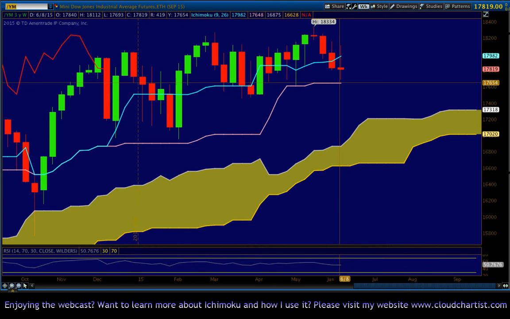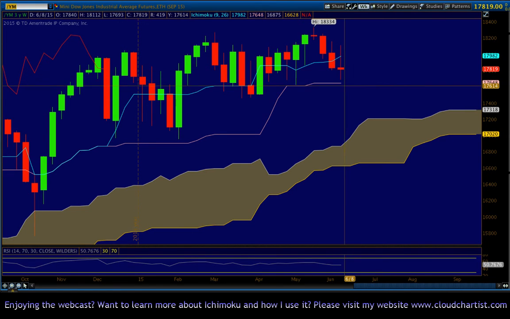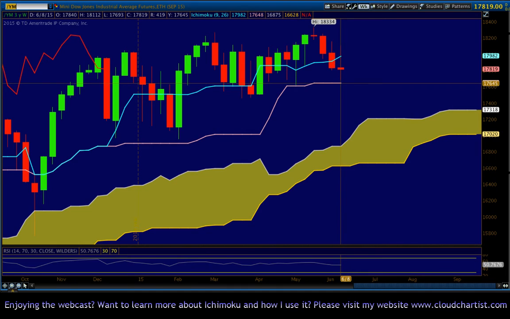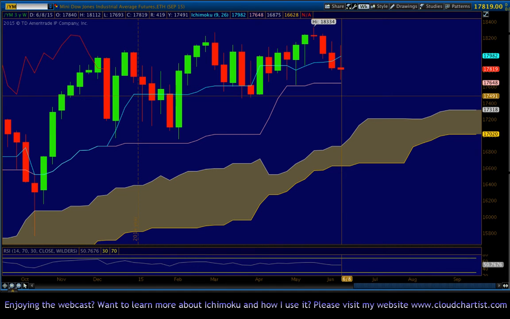Until then, we can look for support. If price goes lower, we can look for support down at the Kijun-sen at 17,648. If we lose 17,648, then we don't have a lot of support until we get to the cloud, which is significantly below. All right, let's look at bonds.